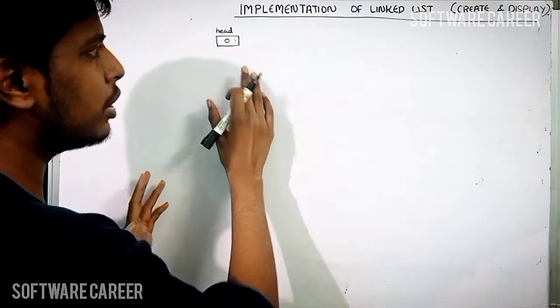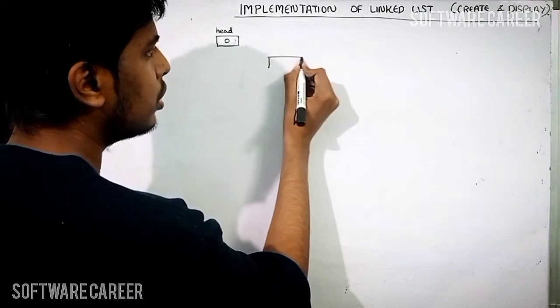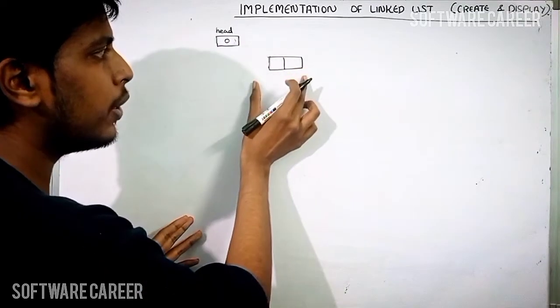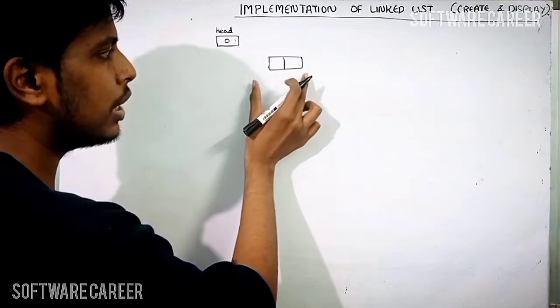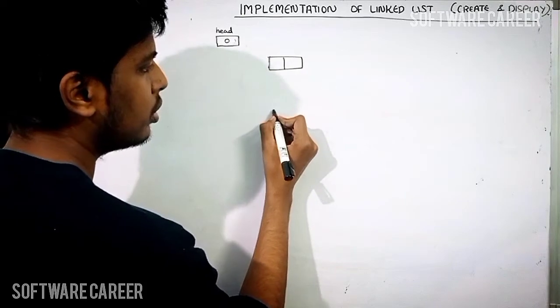Now how should you create the first node? Now see, suppose I am creating a new node. This is the new node. Now I should access this new node, right? How can I access it? I should access this using a pointer. So I am creating a pointer called new node.